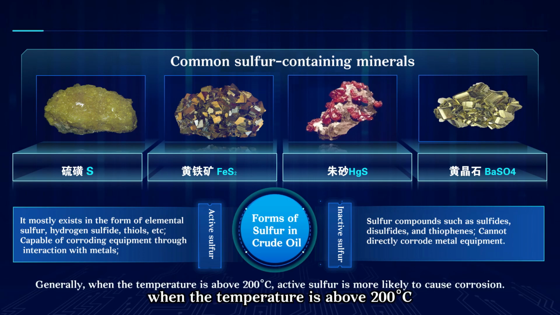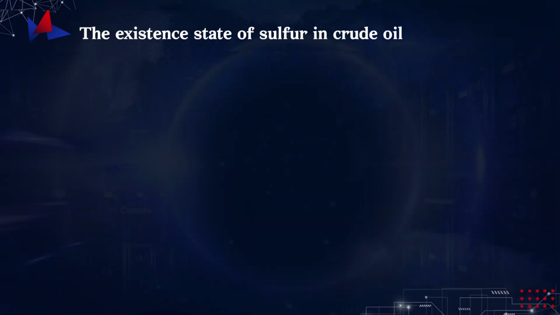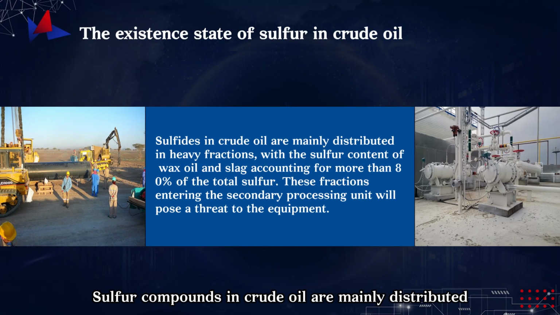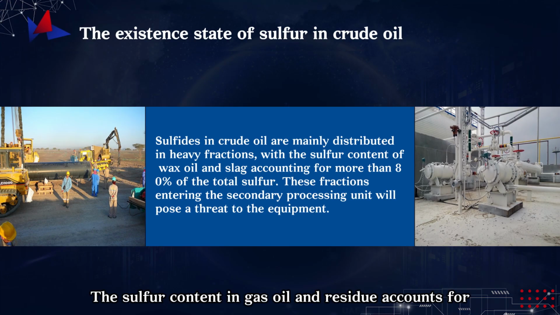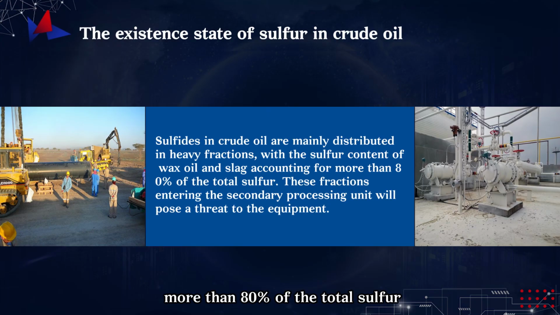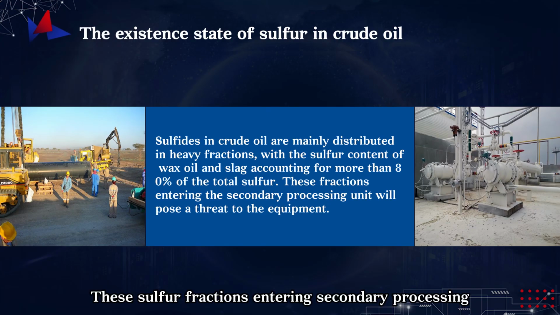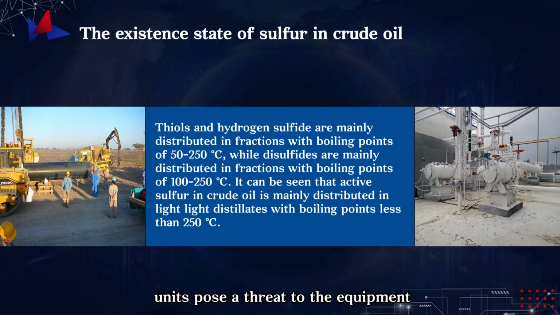Generally speaking, when the temperature is above 200 degrees Celsius, active sulfur is more likely to cause corrosion. When the temperature is below 200 degrees Celsius, corrosive sulfur generally only accounts for 20% to 40% of the active sulfur. Sulfur compounds in crude oil are mainly distributed in the heavy fractions. The sulfur content in gas oil and residue accounts for more than 80% of the total sulfur. These sulfur fractions entering secondary processing units pose a threat to the equipment.